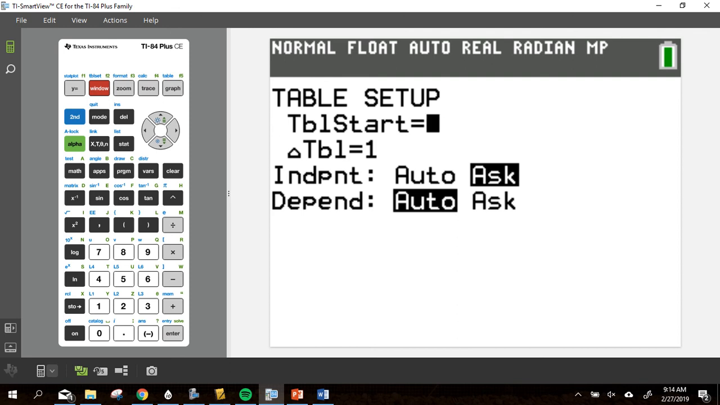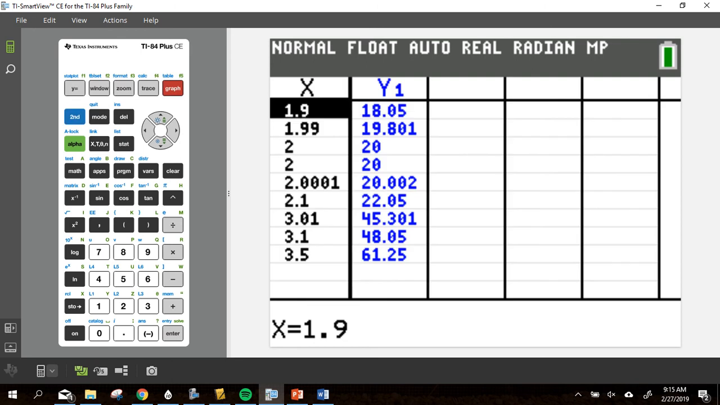All right, what you need to do is you need to go down to the independent variable and turn it to ask. Right now it's automatic, and we don't want it to be automatic. We want to tell it what to look at. And so we go down to independent, and we go to ask. Everybody good with that? Now we're going to go to the table. So we're going to hit second, and then the graph button up there in the top right-hand corner. It says table. We're going to look at a table.